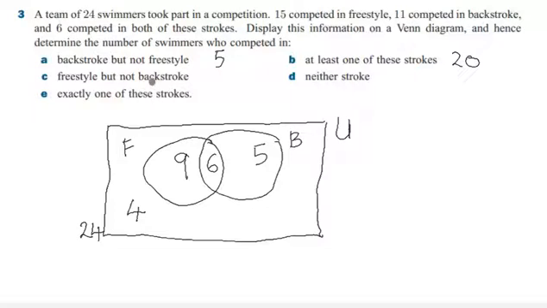C says freestyle but not backstroke. We have it right here. That's 9, freestyle only, 9 swimmers. D says neither stroke. We have it outside of the 2 sets, that's 4. And then exactly one of the strokes, that means freestyle alone and backstroke alone, that's 9 plus 5, and that's 14 swimmers. So you see how easy it is to get your answers when you draw your Venn diagram.